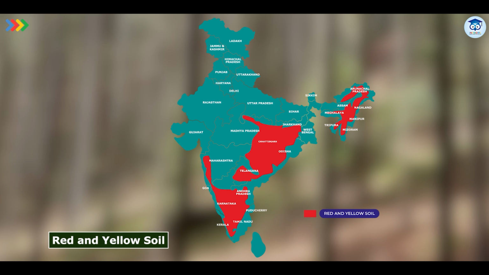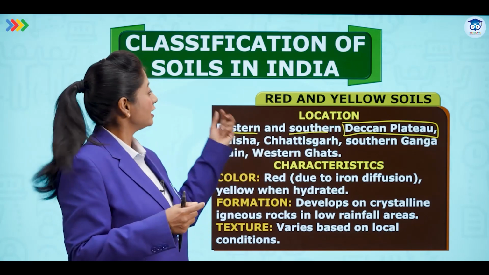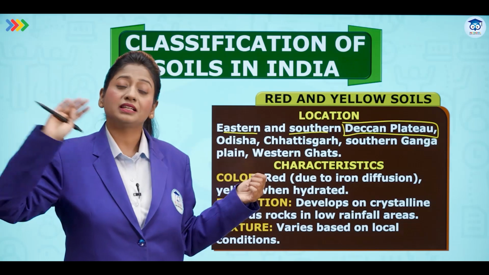Now have you ever given it a thought as to why we are getting these different types of soil? Why red and yellow soil in this particular region only? Why black soil in the Deccan Trap and all?